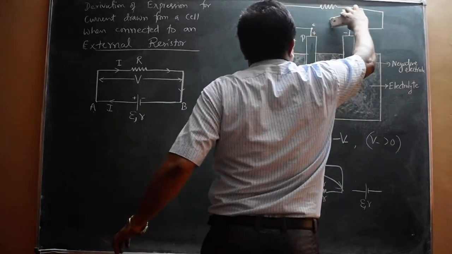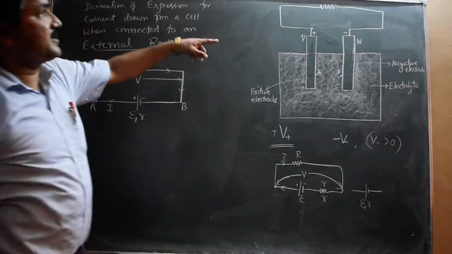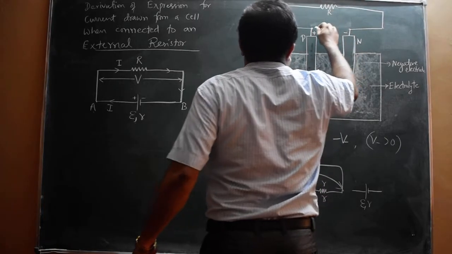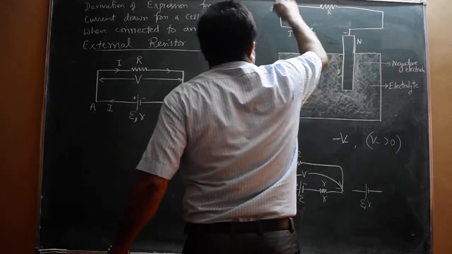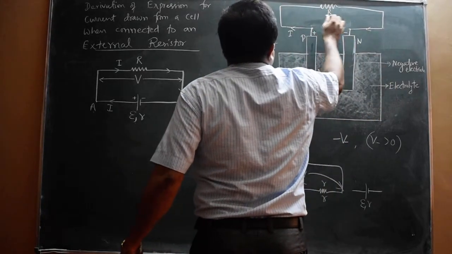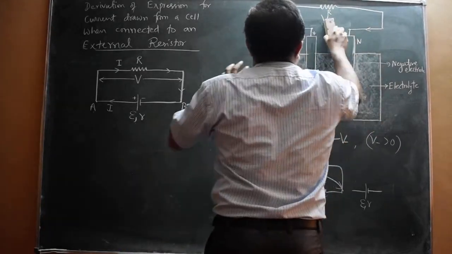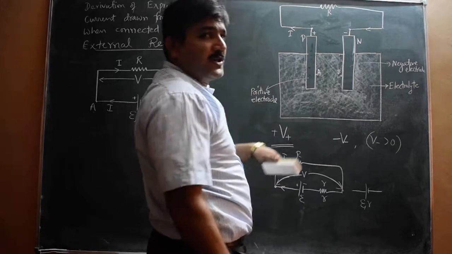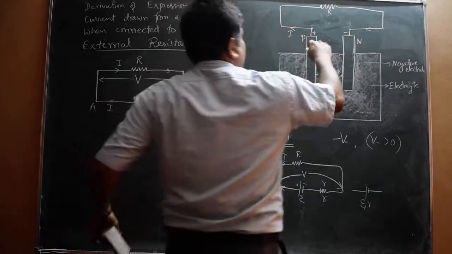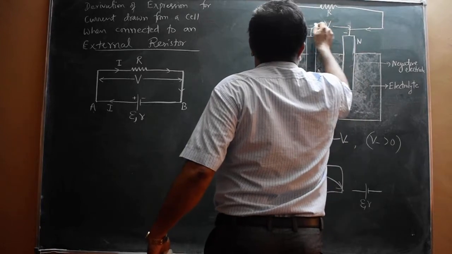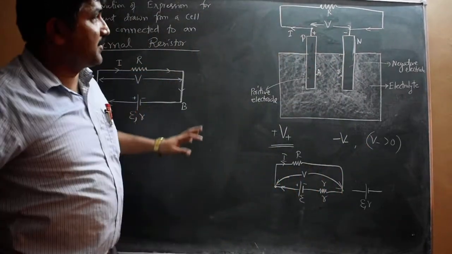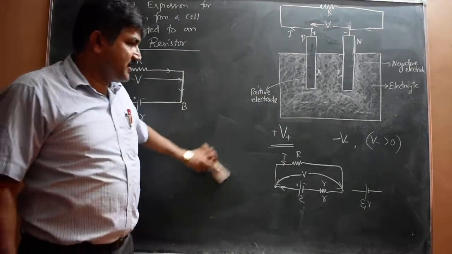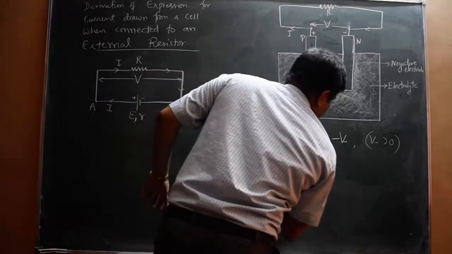When the circuit is completed by connecting a resistor R, the current will flow like this from the positive terminal, and this potential difference is not EMF. When it is an open circuit, the potential difference across the positive and negative terminal is EMF. When it is a closed circuit, when an external resistor is connected, the potential difference across the terminals of the cell is V. That is the terminal PD. Now this is the circuit for that derivation.